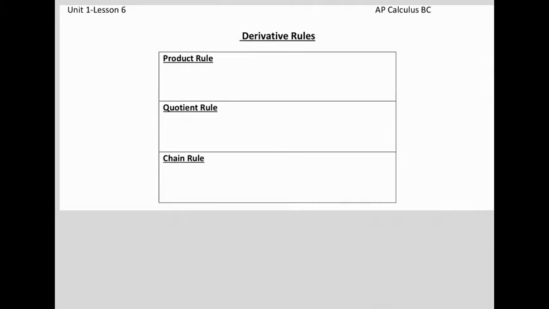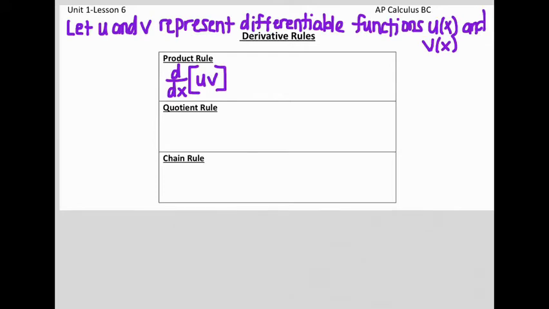So first, product rule. Let's let u and v represent differentiable functions u of x and v of x, and we'll just abbreviate them u and v. If you're trying to take the derivative of u times v, product rule says take the first times the derivative of the second plus the second times the derivative of the first. So using prime as the derivative notation, u v prime plus v u prime.